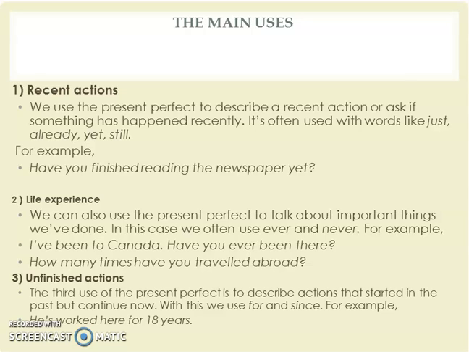Second use of present perfect tense is to describe a life experience. We use present perfect tense to talk about important things we have done. In this case, we often use ever and never. For example, I have been to Canada. Have you ever been there? How many times have you traveled abroad?